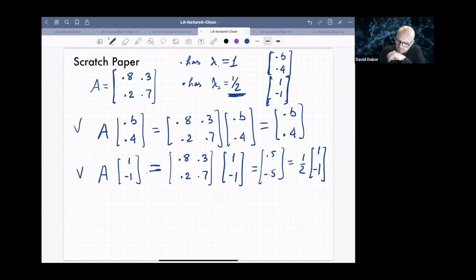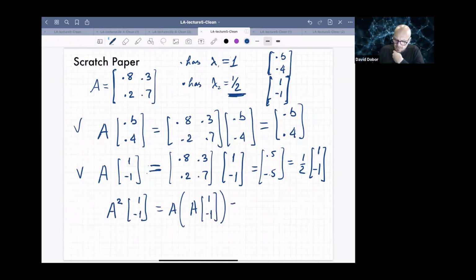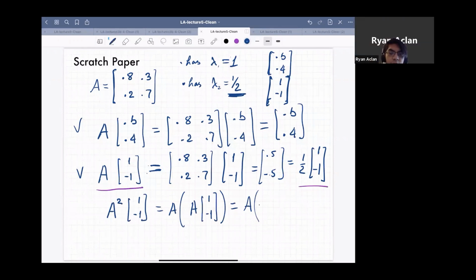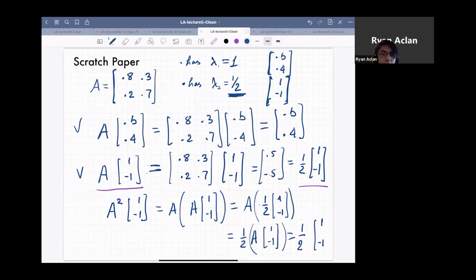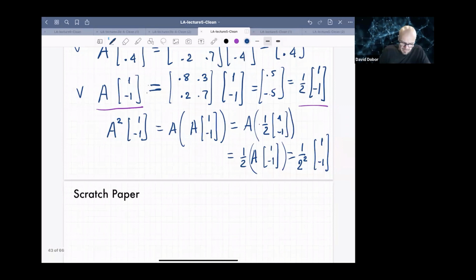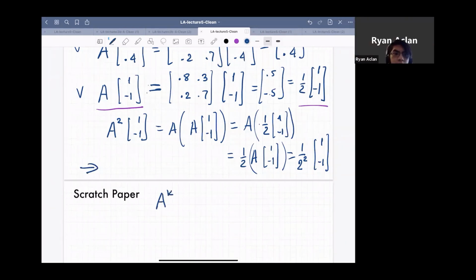Okay, that's great. But now what happens if I apply A squared to 1, minus 1? That is, when I apply A to whatever vector comes out when I apply A to it. You get 1/2 times 1, minus 1. So I take this 1/2 out and apply A inside to 1, minus 1, and there's no doubt that what comes out is 1, minus 1 again. So what comes out on the other side? What vector? It'd be 1/2 squared times 1, minus 1. Yes, exactly.